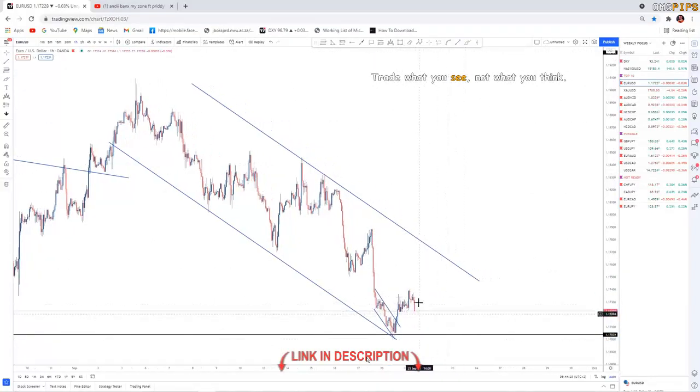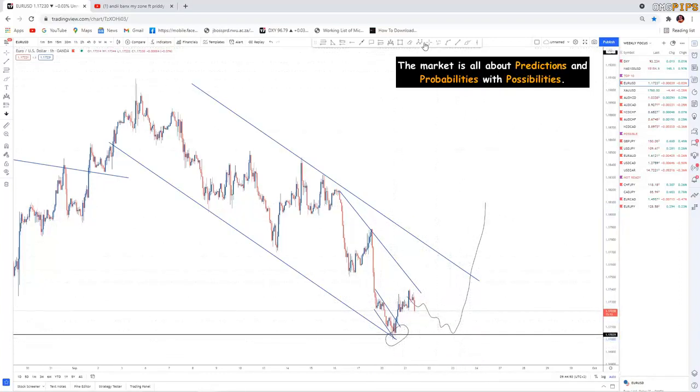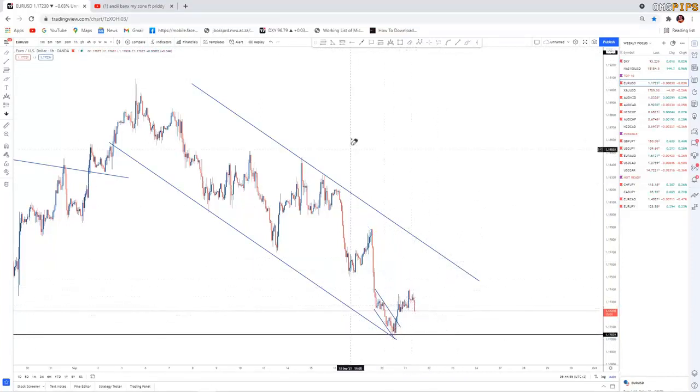But we need to see what's possibly going to happen, because I'm getting a huge feeling that this is not accurate. I'm getting a huge feeling that the market wants to create something in the nature of another double bottom before it shoots out, like we can calculate from here and here. So remember, the market is all about predictions and probabilities with possibilities, not about accuracy all the time. We don't always win. You just have to find ways to make sure you understand your charts.